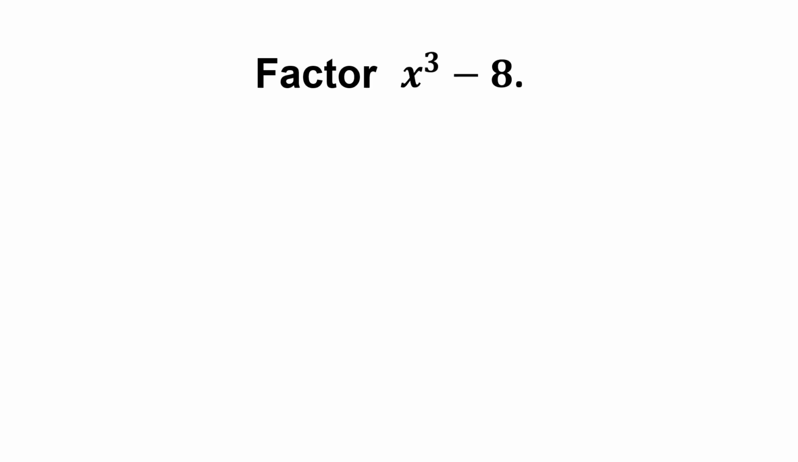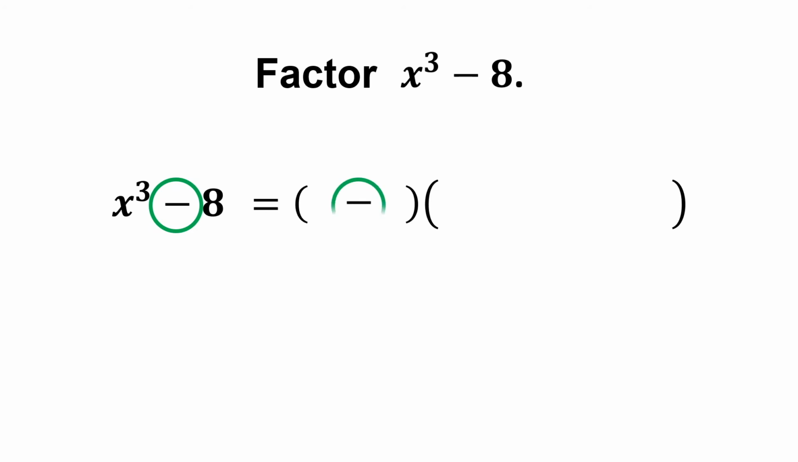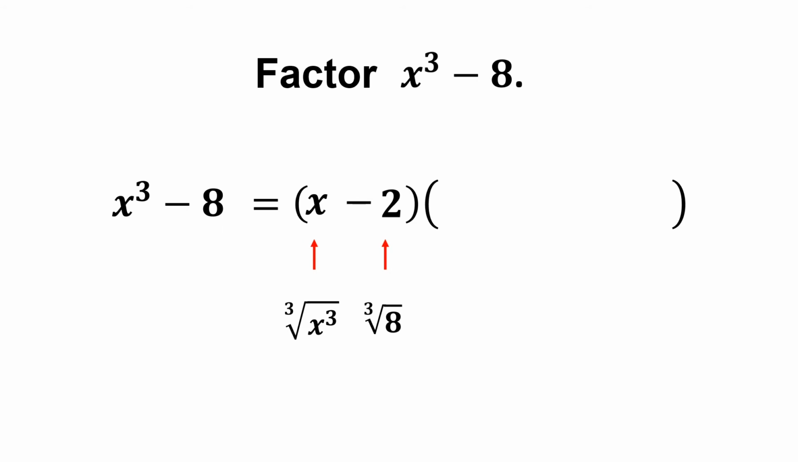Let's apply these observations in factoring the expression x cubed minus 8. The factored form is a product of a binomial and a trinomial. Since the operation between the cubes is subtraction, use difference in the binomial. The first term of the binomial is the cube root of x cubed, which is x. The second term of the binomial is the cube root of 8, which is 2.